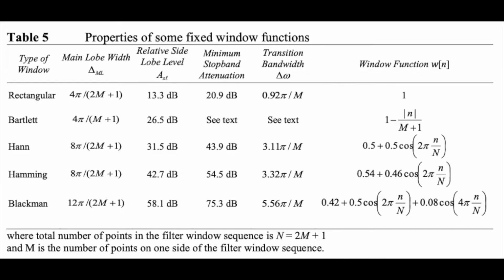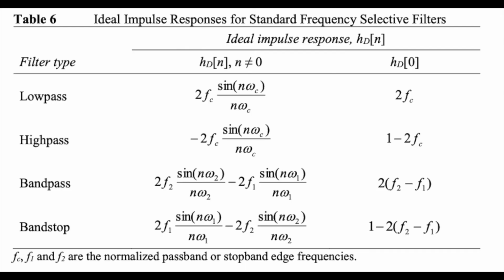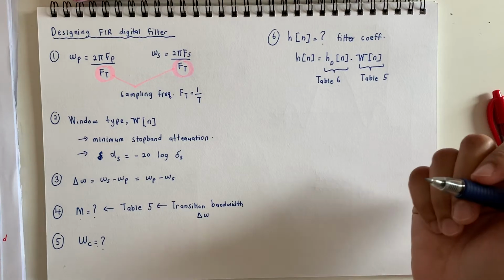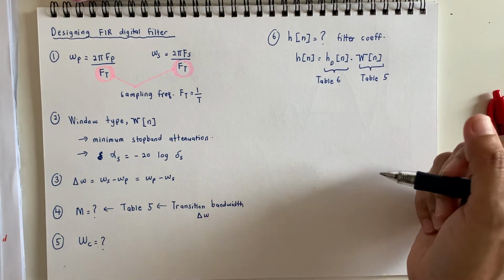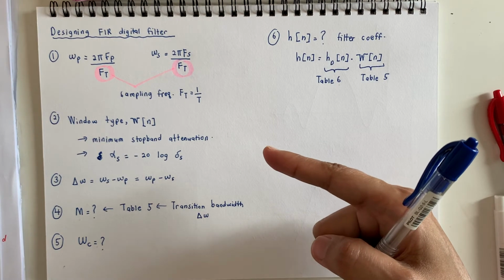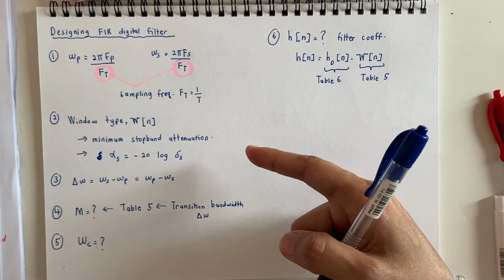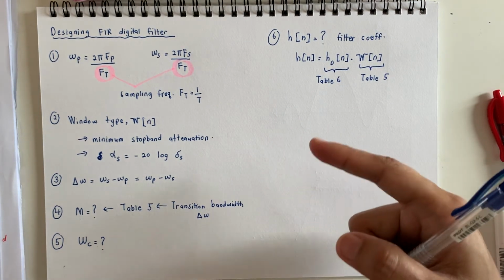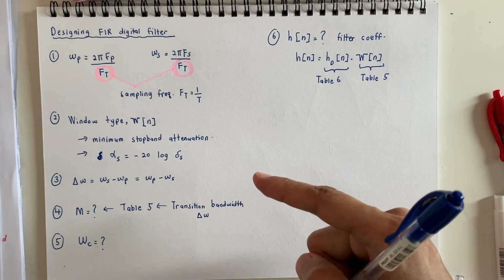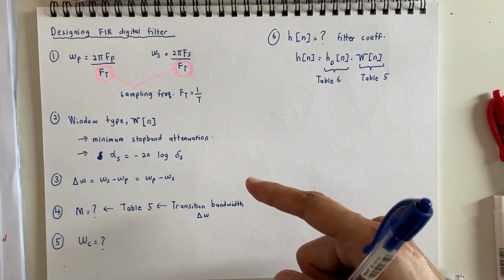In table number 6, you can see we have types of filters: low pass, band stop, high pass. Maybe some of you may wonder how to know which type our filter is. Again, refer to your specification, or you can refer to your tolerance diagram. If you still remember, for the first step, you have to sketch your tolerance diagram. Based on the tolerance diagram, you will know what type of filter you need to design.